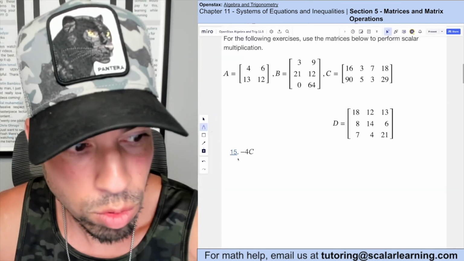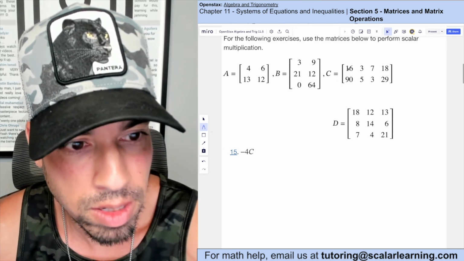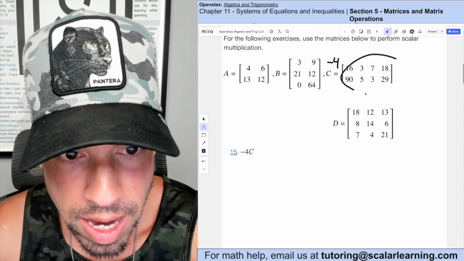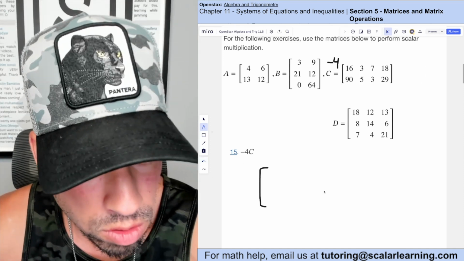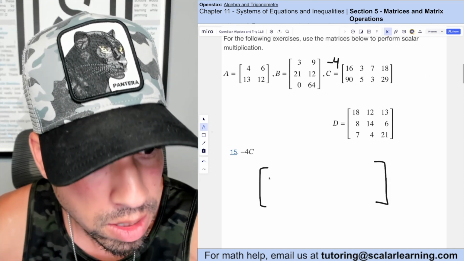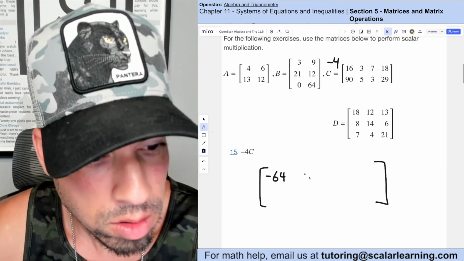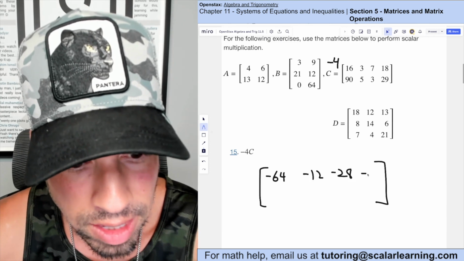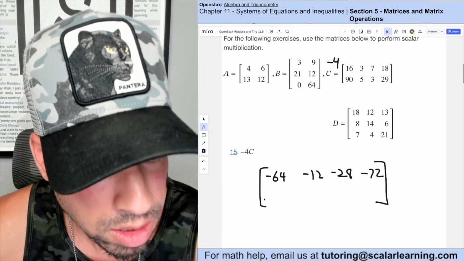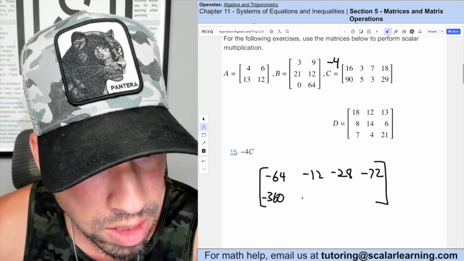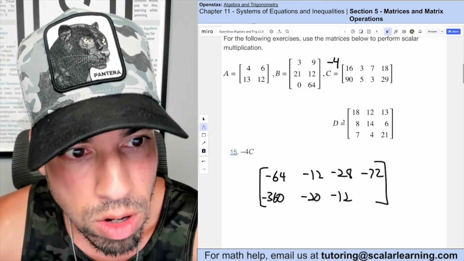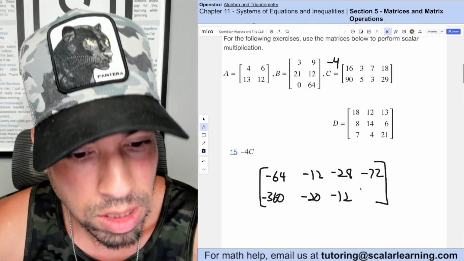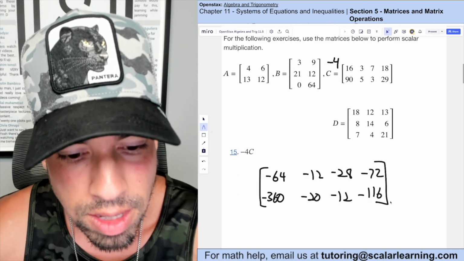Done. So for this one, we're multiplying C times negative 4. So if we imagine a little negative 4 in front of here, multiplying every one of these terms, let's write out the resulting matrix over here. So it'd be negative 4 times 3 is negative 12, times 7 is negative 28, times 18 is negative 72. Down here, times 90 would be negative 360, negative 20, negative 12, and then times 29 would be negative 116. That's how you do it.